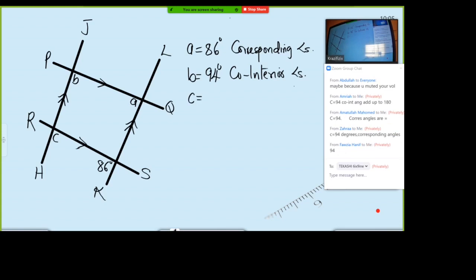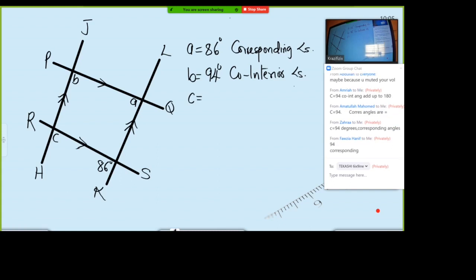Wait. Amria, C is 94, co-interior angles. All right, okay, correct. So there are two ways to look at angle C. Either you use the co-interior angles here, because these two lines are parallel, giving you a U, or you use the F.